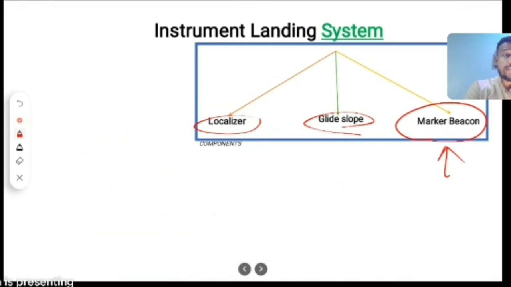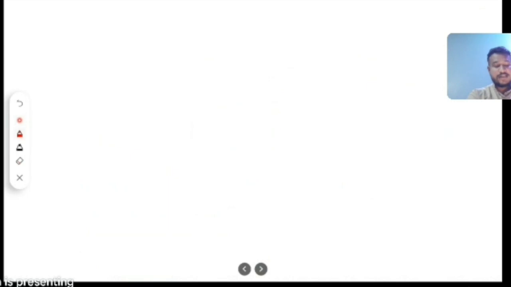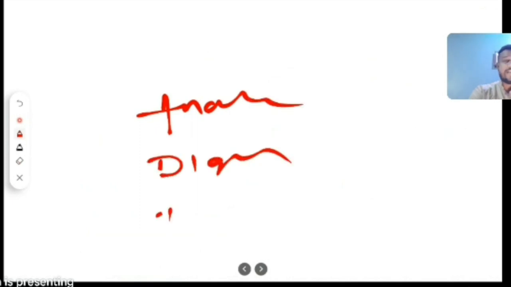Marker beacon gives discrete distance indication. What do you understand by discrete signals? See guys, there are three types of signal in aircraft we use. One is called analog. One is digital. Another is discrete. Discrete means either on or off. Digital means there will be a particular on off continuous things, on off, then stop, then on off, like binary 0101. Analog is a straight, so it is having a scale, continuous, it will go.